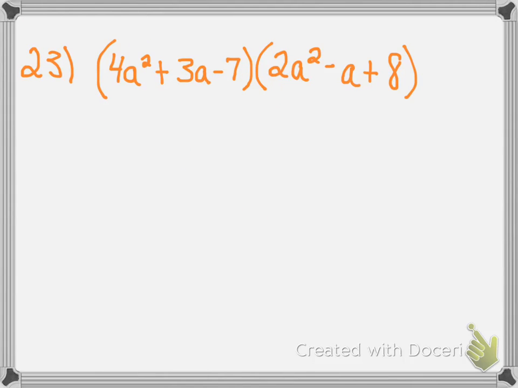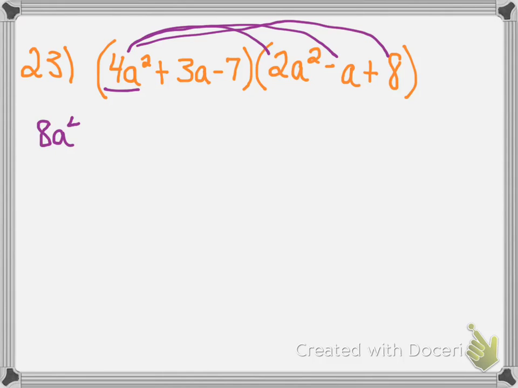Number 23 is a trinomial times a trinomial. We talked about there isn't a specific name for this, but you have to distribute each term into your second parenthesis. So 4a squared times 2a squared. That gives you 8a to the fourth. Then you have 4a squared times negative a. That gives you negative 4a to the third. Then you have 4a squared times 8. That gives you 32a squared.